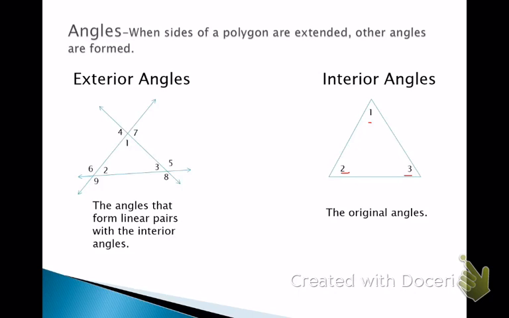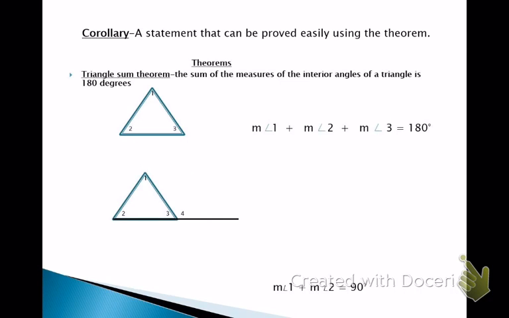Okay, so the exterior angles, interior angles. Now it makes sense to go back and talk about these theorems. The triangle sum theorem: the measures of the interior angles add up to 180. We can also talk a little bit about exterior angles. So we have this exterior angle down here, angle 4, which is a linear pair with angle 3. We just saw that in the definition of an exterior angle.